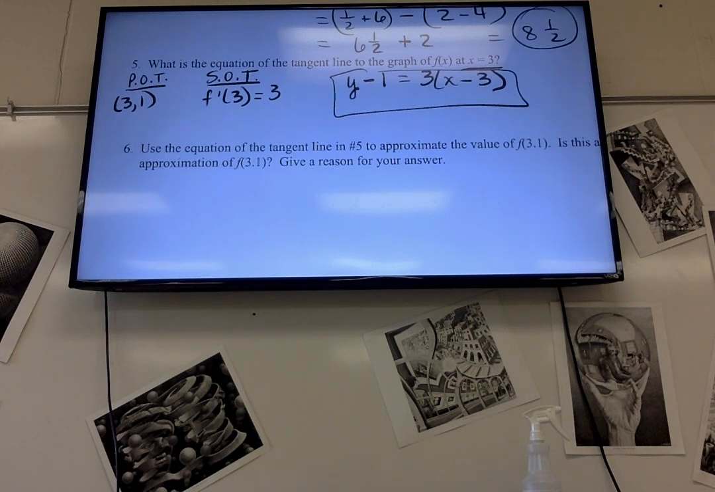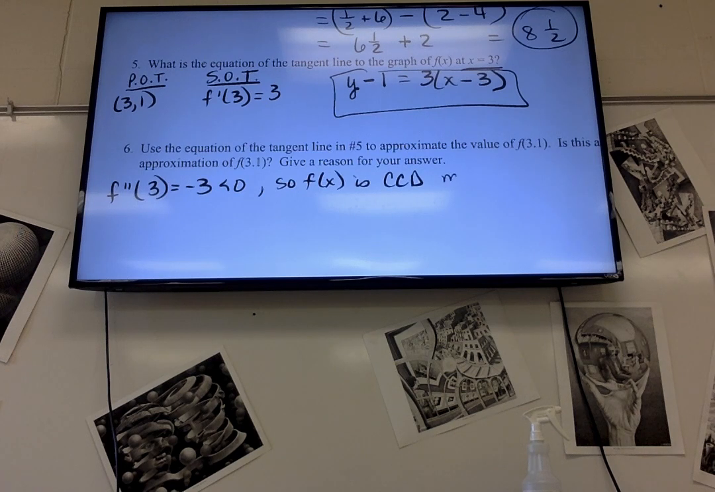Use the equation of the tangent line in number 5 to approximate the value of f of 3.1. Is this over or under the approximation? Give a reason. So we gotta find if it's concave up or down. That is absolutely right. So we gotta find f double prime, which is -3. F double prime of 3 equals -3. So that's less than 0. So it's over. F of x is concave down.